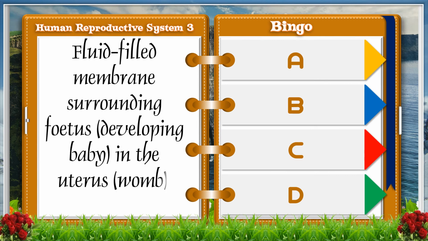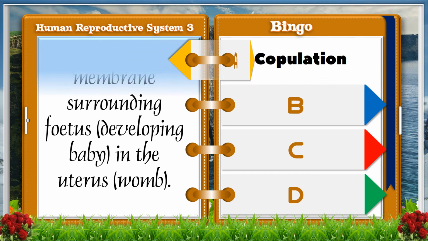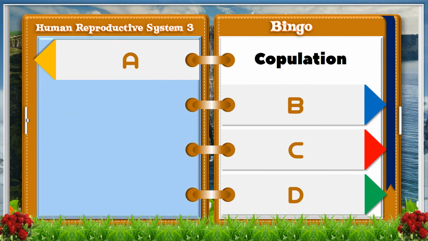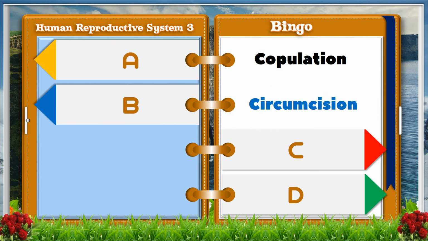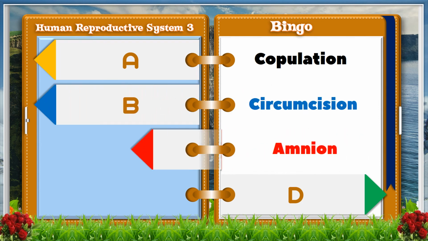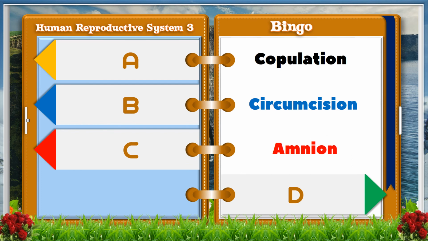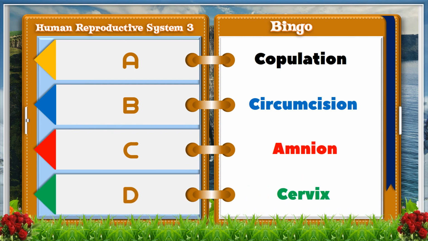Fluid-filled membrane surrounding fetus or the developing baby in the uterus or the womb. A. Copulation. B. Circumcision. C. Amnion. D. Cervix. And the answer is C. Amnion.